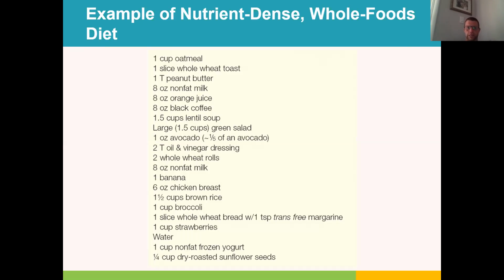Non-fat milk, orange juice, black coffee, lentil soup, avocados, oil and vinegar, whole wheat rolls, non-fat milk. Again, they're also showing you, which we're not talking about in here, lowering the fat content maybe in your foods as well. Bananas have a good amount of fiber. Brown rice, broccoli, as you look down that list, you see a lot of things that have a good amount of fiber in it, right?